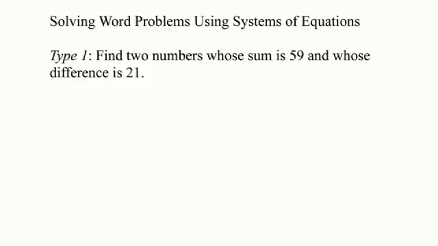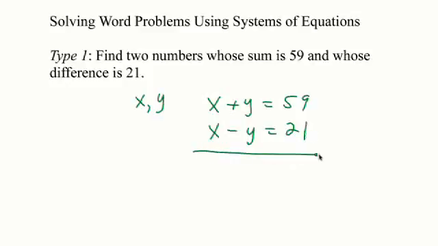All right, showing enormous creativity, I will call the two numbers x and y. And the first sentence tells me that the sum of these numbers, that is x plus y, is 59. And the difference of these two numbers, x minus y, is 21. Now, the worst of it is over. You've actually written down the two equations. Solving the actual equations will be relatively easy for these problems.